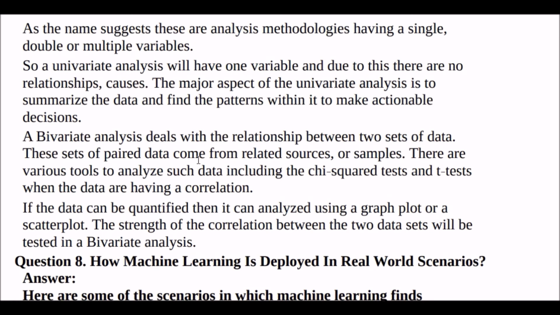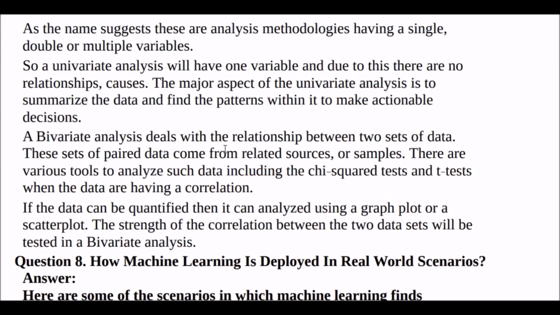These sets of paired data come from related sources or samples. There are various tools to analyze such data, including the chi-square test and t-test, when the data have a correlation. If the data can be quantified, then it can be analyzed using a graph plot or a scatter plot. The strength of the correlation between the two data sets will be tested in a bivariate analysis.